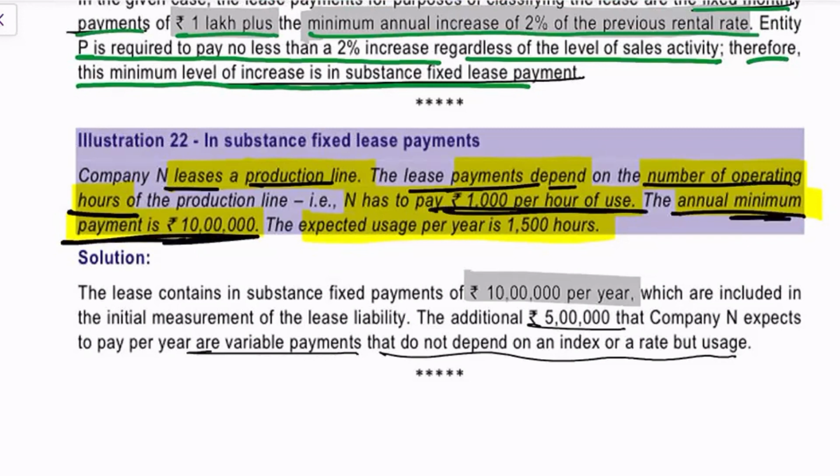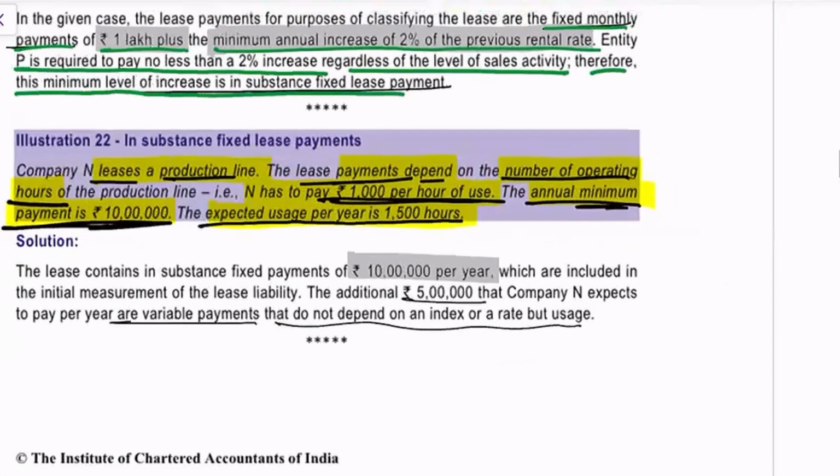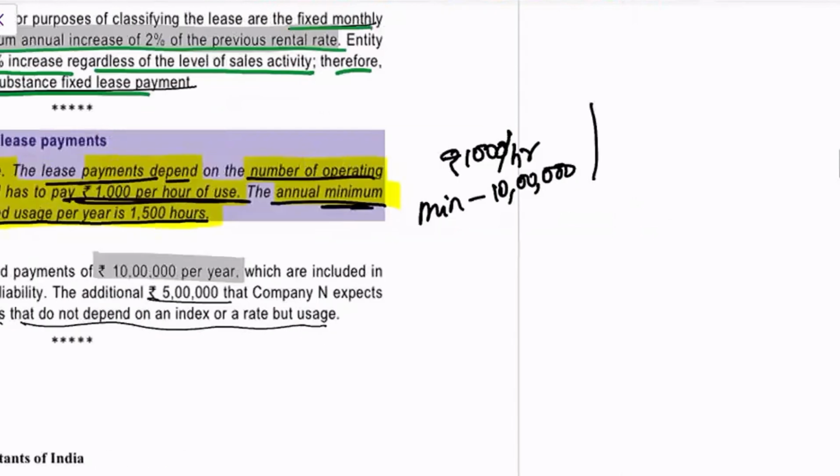Okay, so expected usage per year is 1,500. Here you have to find out and tell them what is going to be your lease payment. So what they are telling you is that for every hour of use you have to pay 1,000 rupees, correct? And you have to minimum pay a value of 10 lakh every year, irrespective of the hours that you're going to use. And in your entity, you are expecting that you will use it.